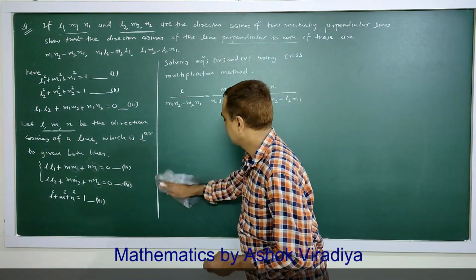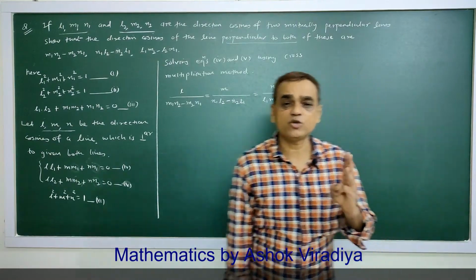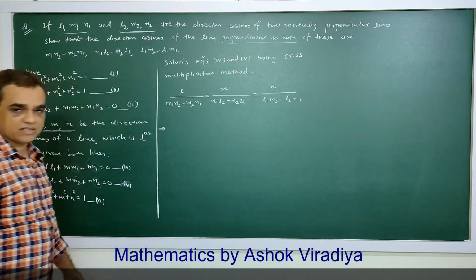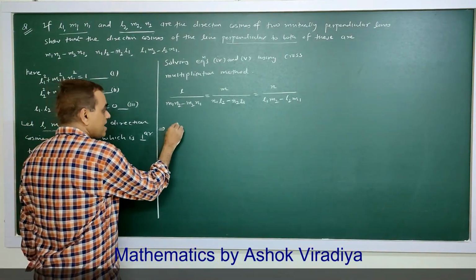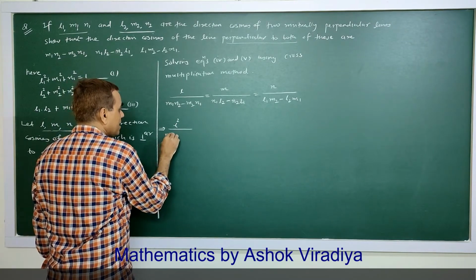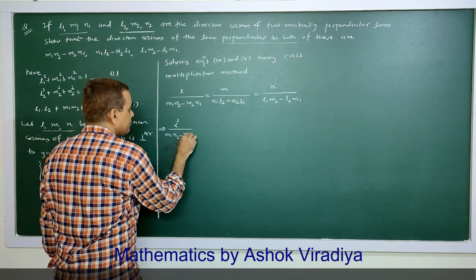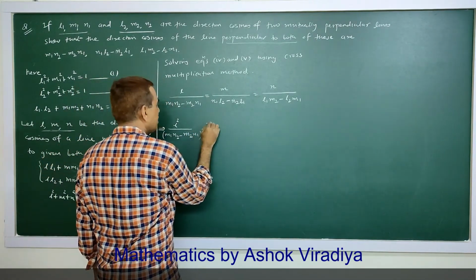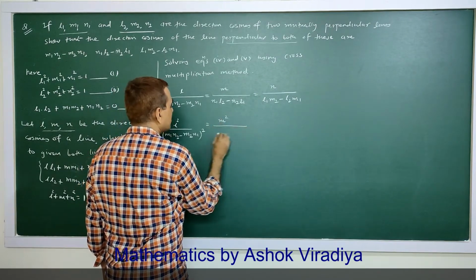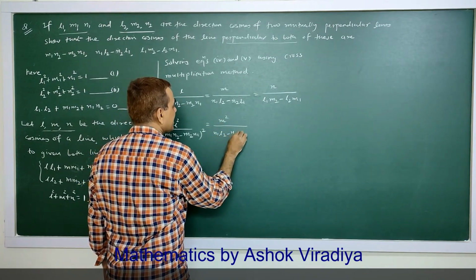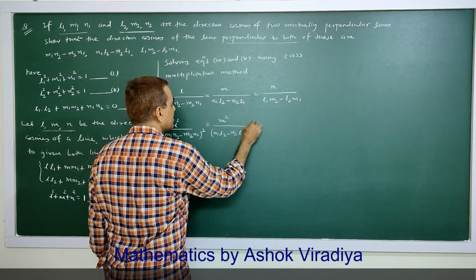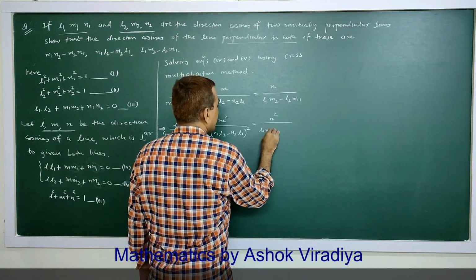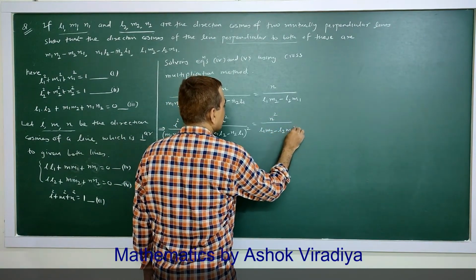Then see, here we are getting three equal ratios. This implies, now taking squares, L square upon (M1 N2 minus M2 N1) whole square equal to M square upon (N1 L2 minus N2 L1) whole square equal to N square upon (L1 M2 minus L2 M1) whole square.